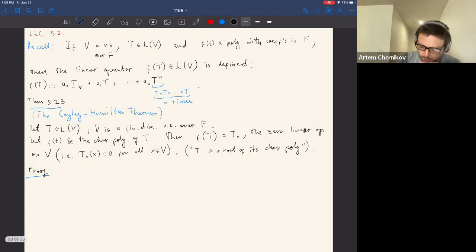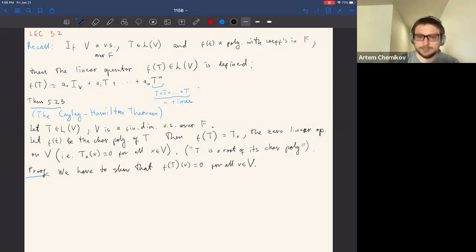So what does it mean to show that some linear operator is the zero operator, right? It means we have to show that it sends every vector to zero. So we have to show that if I take the linear operator f of T and apply it to a vector v, then I'm going to get the zero vector for all vectors v in V. So this is what it means to be the zero linear operator. So we have to show that f of T sends every vector v to zero.